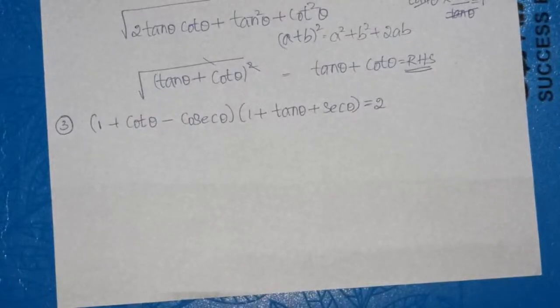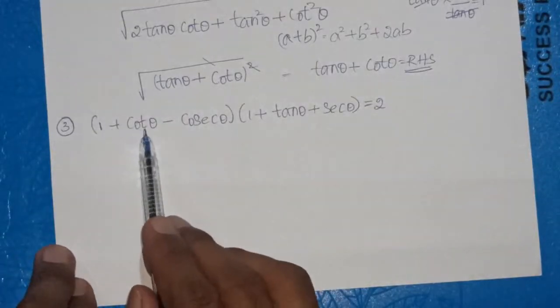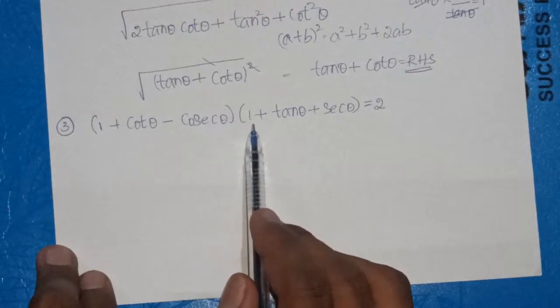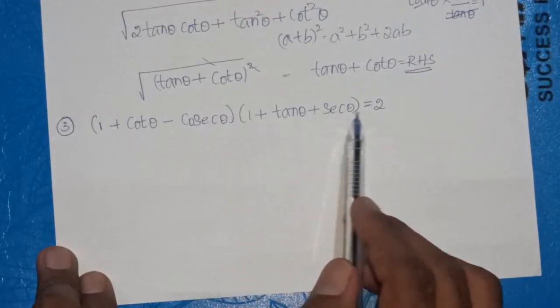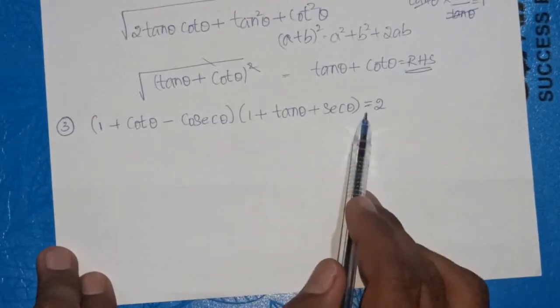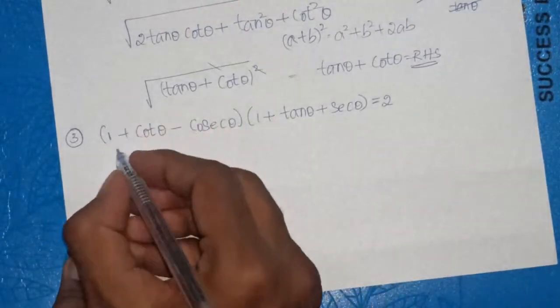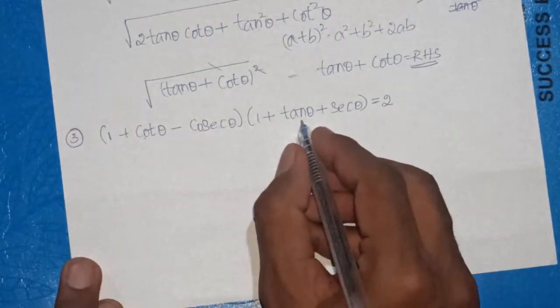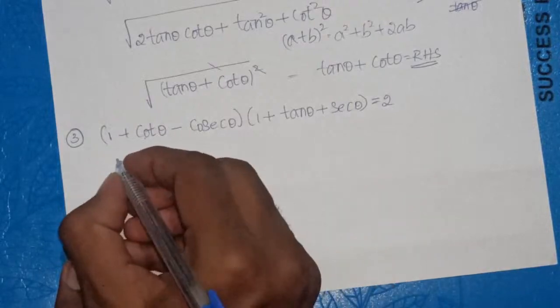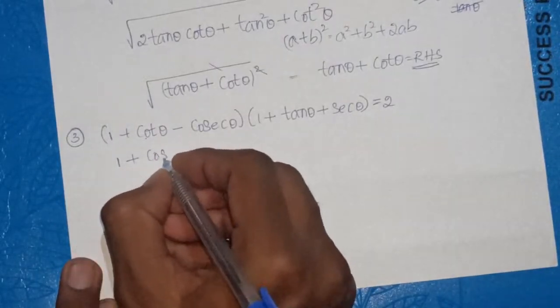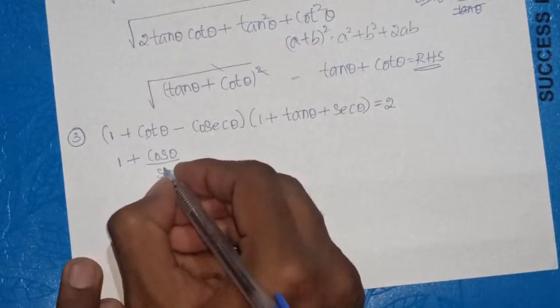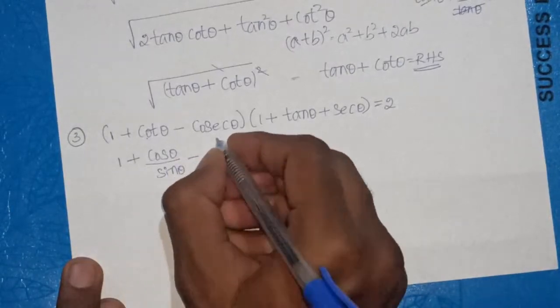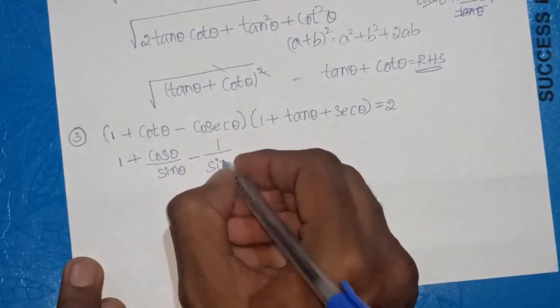So let's move on to the next problem. Here we have (1 plus cot theta minus cosecant theta) into (1 plus tan theta plus secant theta) will be equal to 2. By taking LHS, we need to prove RHS. So first let us convert all the cot theta, cosec theta, tan theta, secant theta into sin and cos. Here 1 plus cot theta can be written as cos theta by sin theta, minus cosec theta can be written as 1 by sin theta.